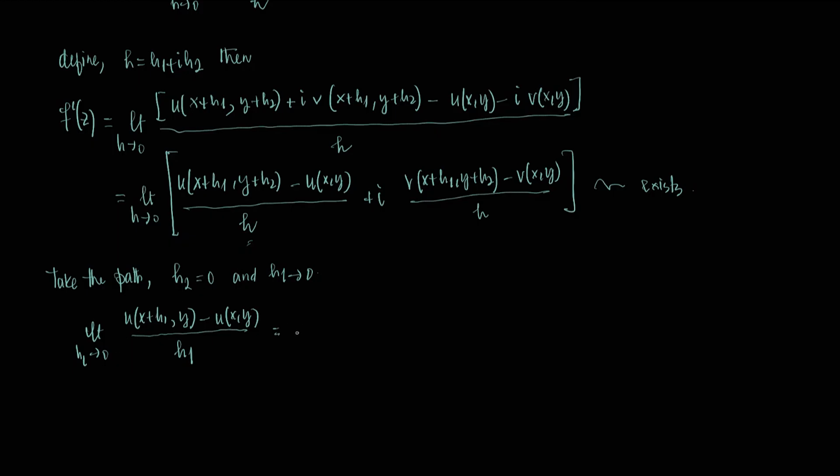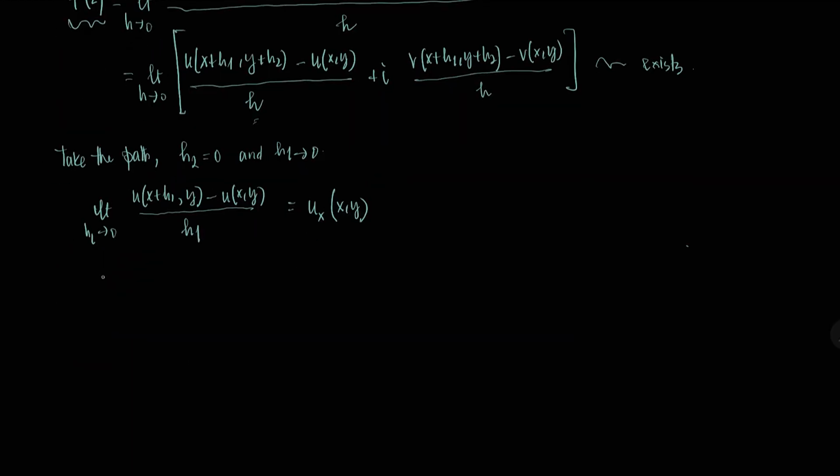So this is nothing but limit h1 tends to 0, u of x plus h1 y minus u of xy by h1. The whole limit exists, so along any path the limit should exist, right? So essentially this particular limit exists. And what exactly is this? This is nothing but ux at the point x comma y.